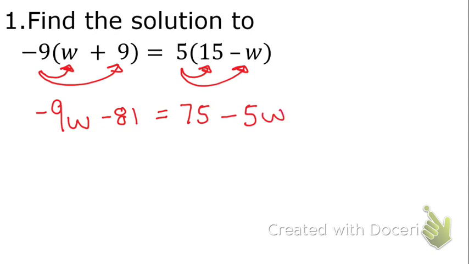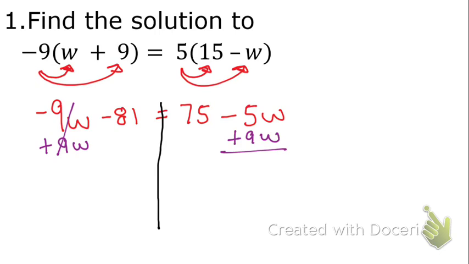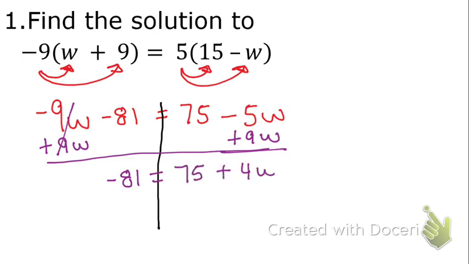Alright, so now we can begin the solving. So I will draw my line. We got the left side, we got the right side. I've been teaching you to move the smallest variable. So the smallest variable in this situation is negative 9. So I will add 9w because negative 9 plus 9 is 0. Then I'll add this 9w to the 5w. And then you bring everybody down. Negative 81 equals 75 plus 4w.